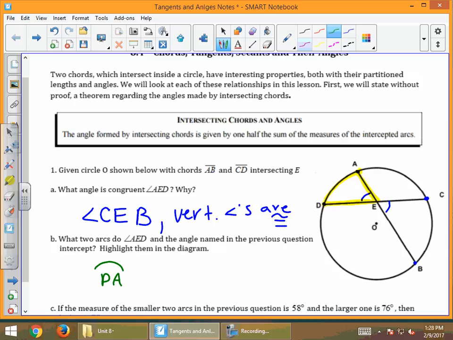Okay, we'll do the same thing with that other congruent angle. Let's highlight. We have this angle right here. Start at one end of the angle, go to the other. Which arc is intersected by that angle? It's DC.